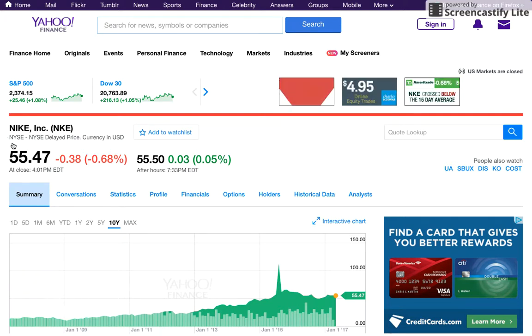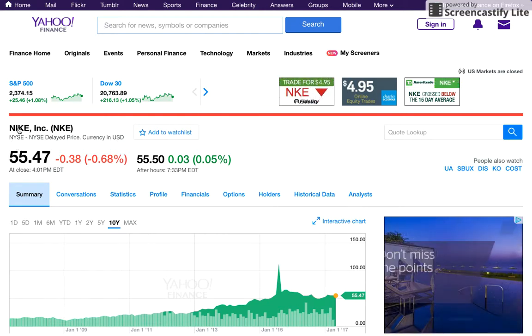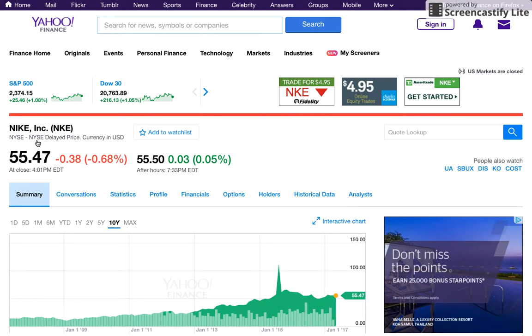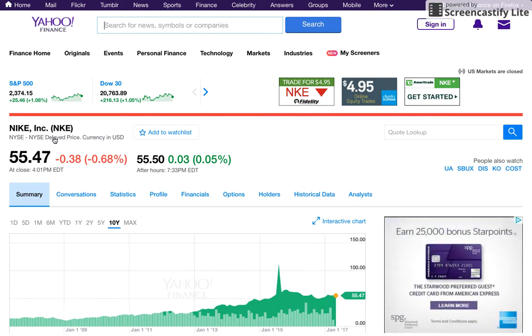So anyway, Nike is on the New York Stock Exchange, NYSE. That's just the stock exchange that it's traded on. Again, this is the ticker symbol right here, NKE. Okay, so that's what you'll see in the news.